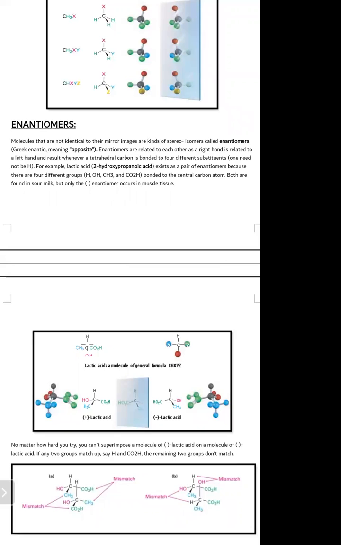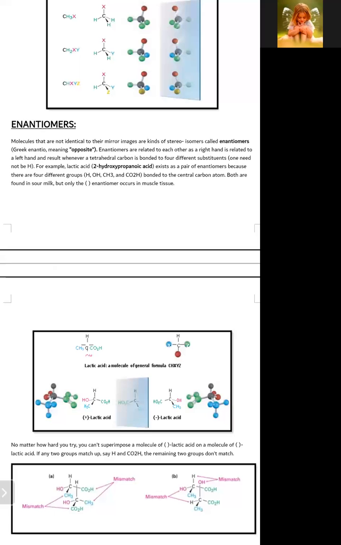Whenever a tetrahedral carbon is bonded to four different substituents, for example lactic acid, 2-hydroxypropanoic acid, it exists as a pair of enantiomers, because there are four different groups: hydrogen, hydroxyl, methyl, and CO2H. These are the four groups which are bonded to the central carbon atom. Both are found in sour milk, but only one enantiomer occurs in muscle tissues.